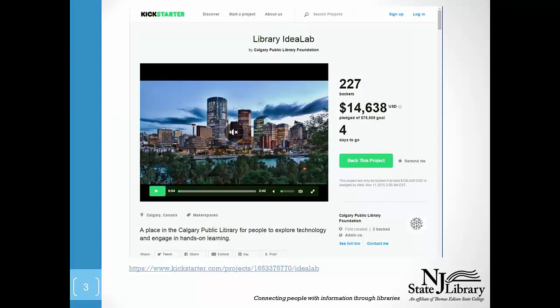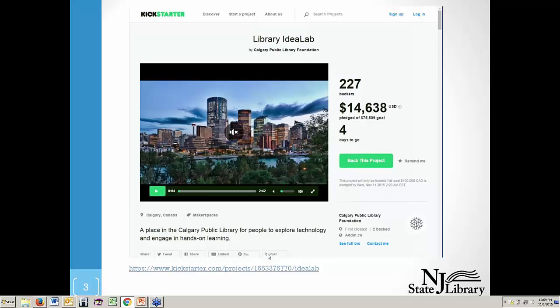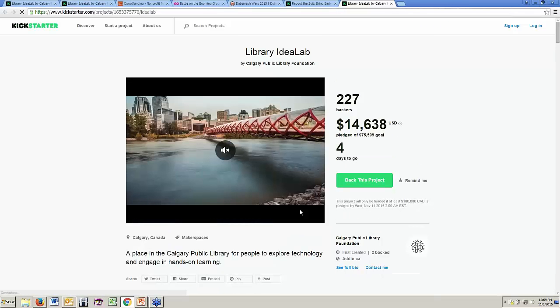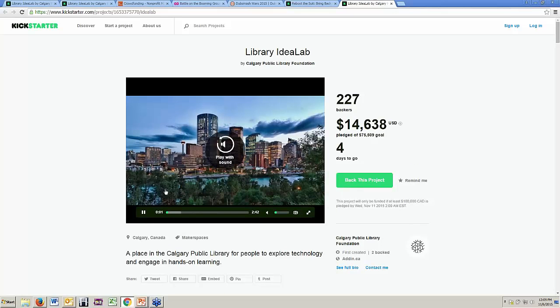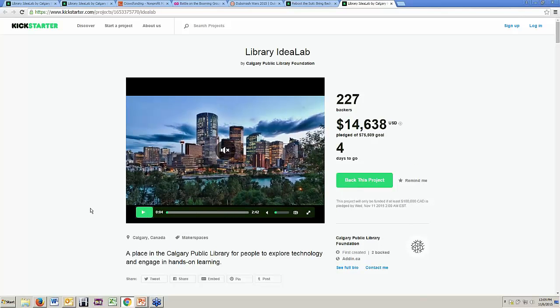So let's take a look at an example. This is a current crowdfunding campaign for the Calgary Public Library, and their foundation is running this. So we're going to actually go to this, and I'm going to point out a few things. This is for an idea lab, and they have the building, but this is for some of the things that are going into the idea lab. And this is hosted on Kickstarter.